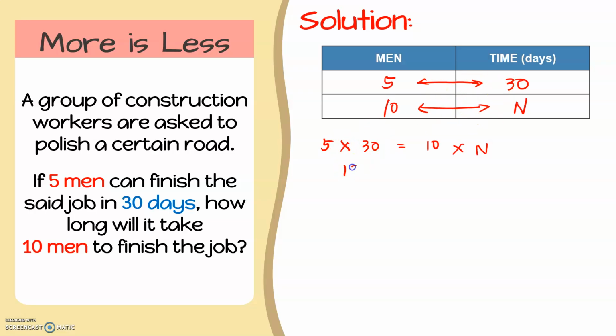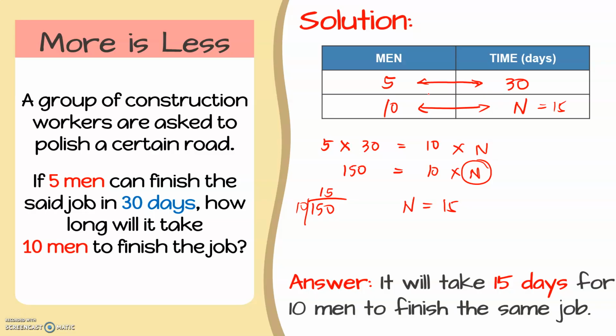5 times 30 will give us 150 and 10 times n will give us 10 times n. And for us to find the value of n, we will just divide 150 by 10. And 150 divided by 10 will give us 15. Okay, that means the value of n is 15. Therefore, it will take 15 days for 10 men to finish the same job. So it is much faster than 30 days if there are only 5 men working on the job.